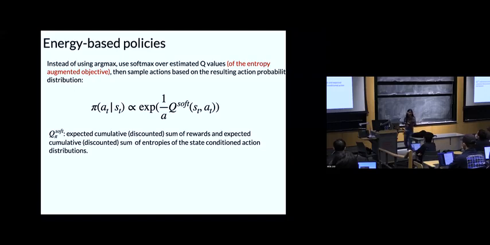All right? So Qs we know are expected sums of rewards. Now these Qs are going to be expected sums of rewards and entropies on the policy distribution of the future states. Does this make sense? Before we were seeking policies that would land on states with higher rewards. Now we're seeking policies that land on states that not only give high rewards, but also have high entropy.